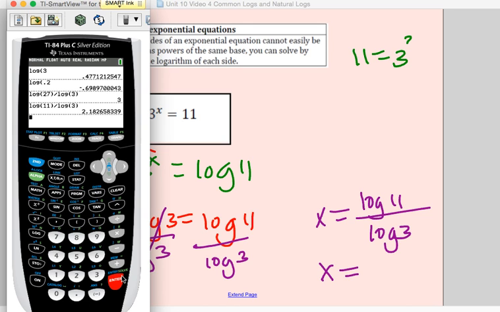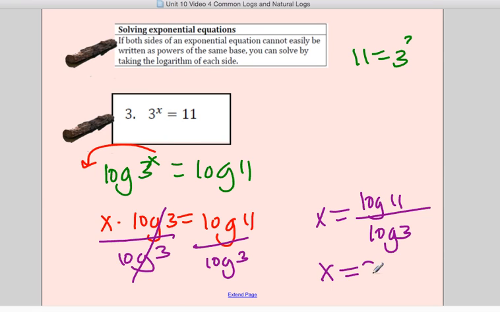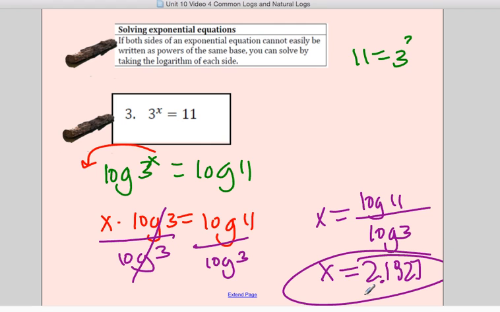And I get 2.1826. Okay, if I'm rounding to 4 decimal places, this 5 tells me to round this up to 7. So my answer is 2.1827. All right, that's example 3.